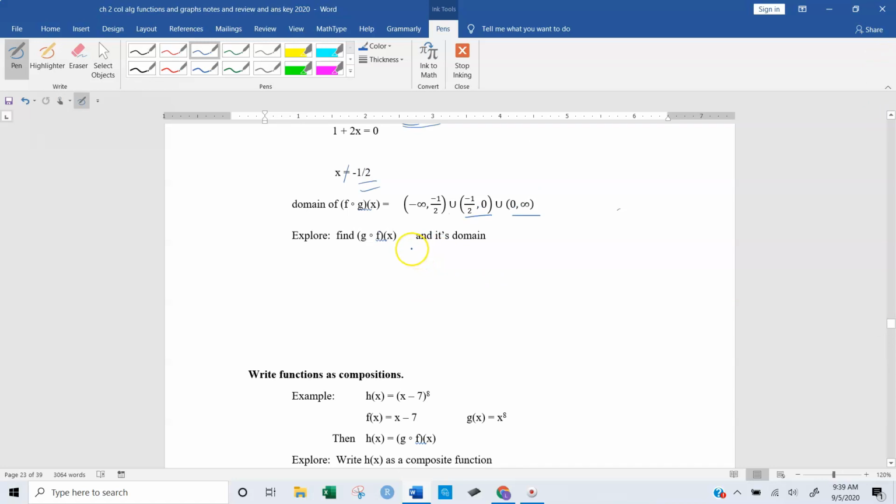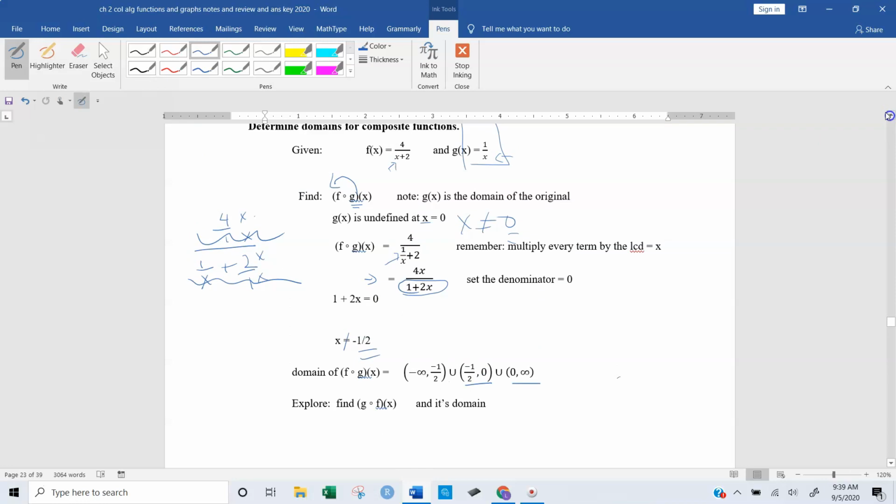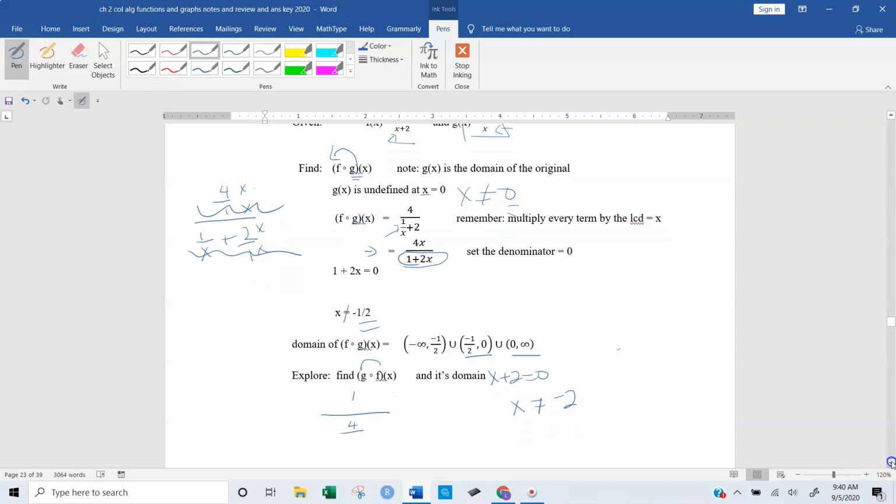So now you're doing f of g, or g of f. You're using the exact same functions again. So this time the f goes into the g. The g is 1 over x. So now the f is our domain. So the denominator of the f is x plus 2. Set that equal to 0. So x is negative 2. So x cannot be negative 2 was our first restriction. So now I take the f and plug it into the g. So now I have 1 over 4 over x plus 2.